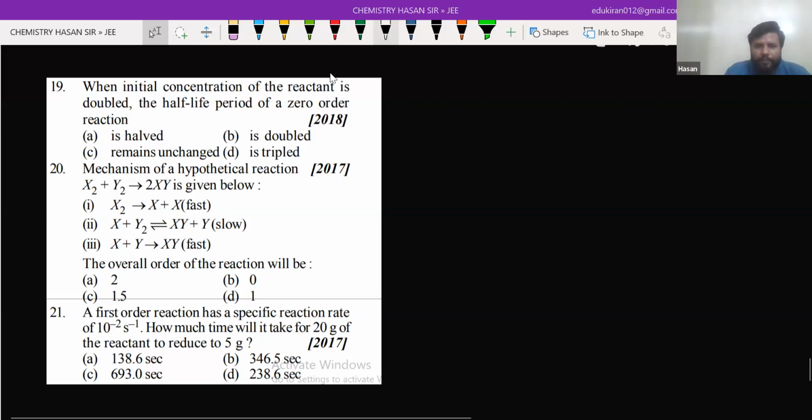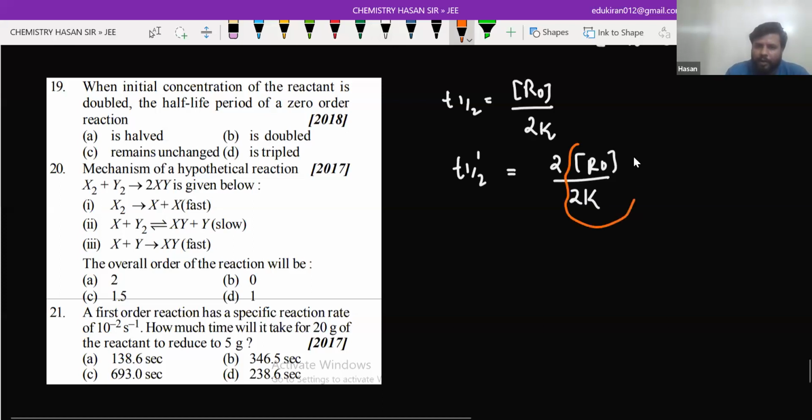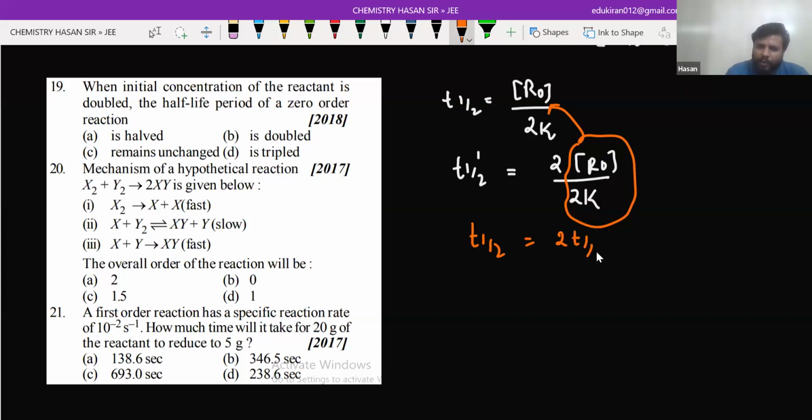No, it's not. See, for zero order reaction, T half is equal to R naught upon 2K. Now, what you are going to do, T half dash, when it is the half life period, will be equal to double of this. Concentration is going to be double, and this is the value of T half. So the new T half will be double of the previous T half. Yes or no? Yes, sir. This is for zero order reaction.